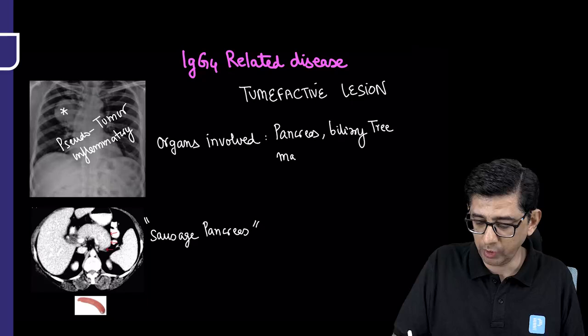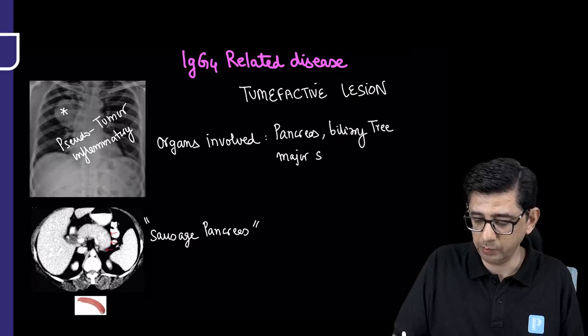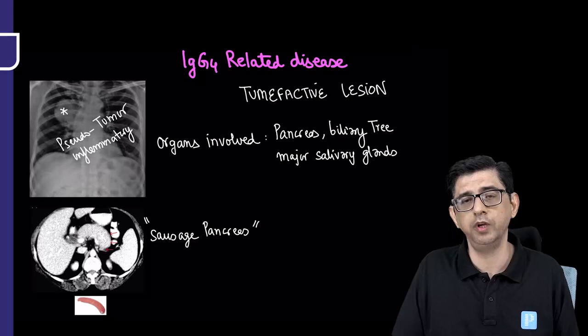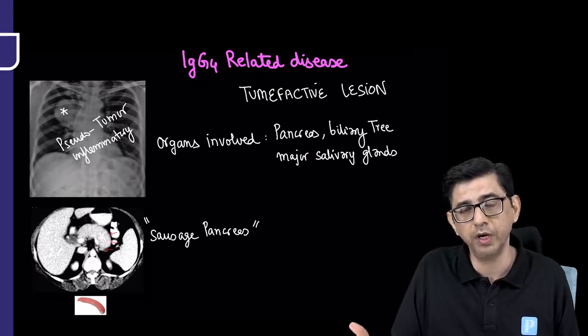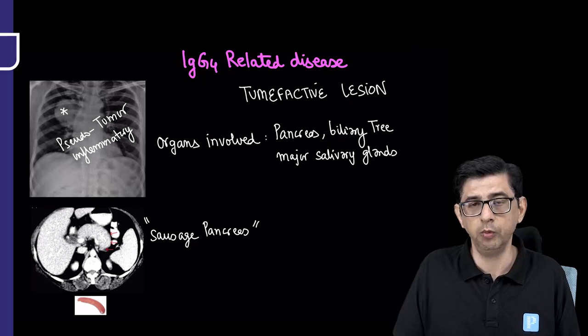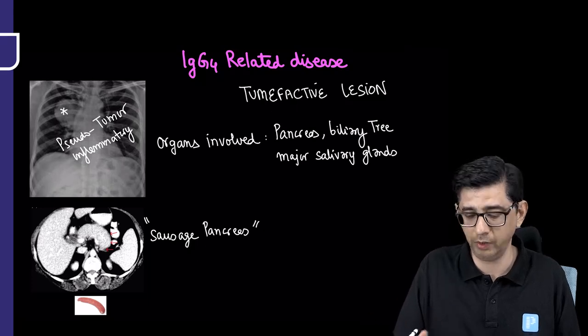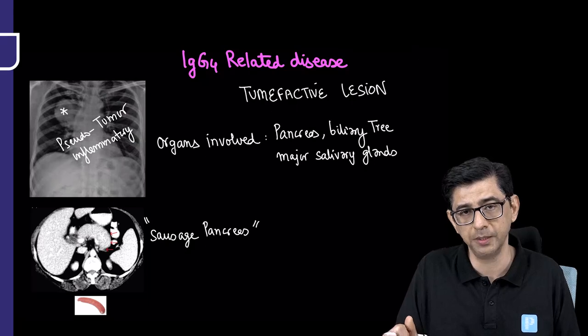Then another important area that can be involved is the major salivary glands, like the parotid or the submandibular. Now, traditionally, you are aware that in the parotid gland, we can have a benign tumor by the name of pleomorphic adenoma, or a malignant tumor by the name of mucoepidermoid carcinoma, but the biopsy in this case will reveal there's no mucoepidermoid carcinoma, but rather a lymphoplasmacytic infiltration.